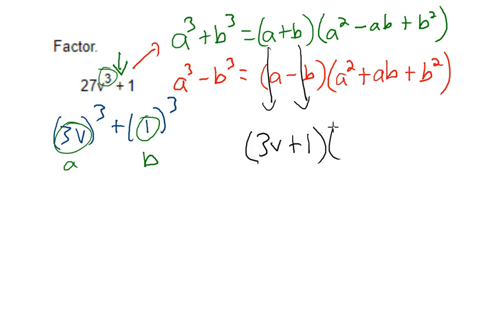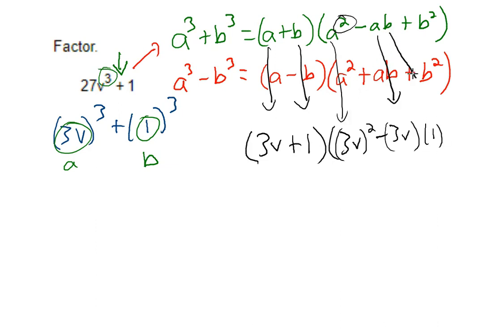Here's where it gets a little bit tricky. Here, instead of a, I will have 3v, but that has to get squared, right? Because we're squaring that. Minus, instead of this a, I will have 3v. Instead of this b, I'm going to have a 1, right? So again, we're making the same substitutions here. Instead of this b, we're going to have a 1, plus, in place of this b, we're going to have a 1, and then that's going to get squared also.